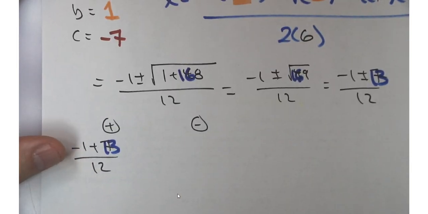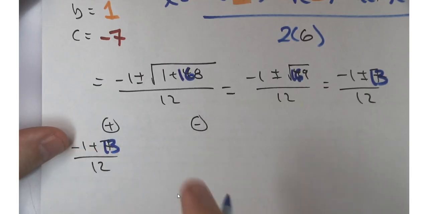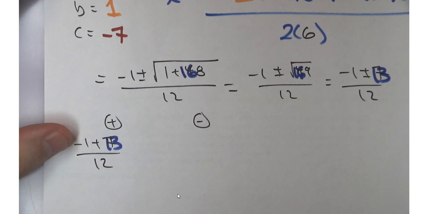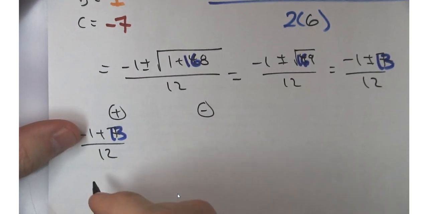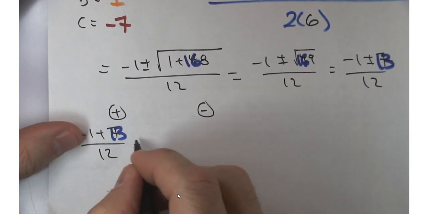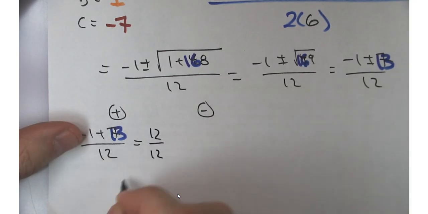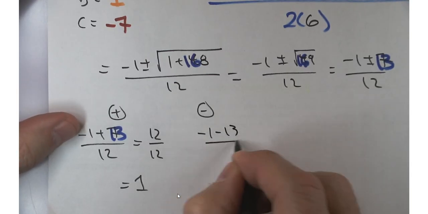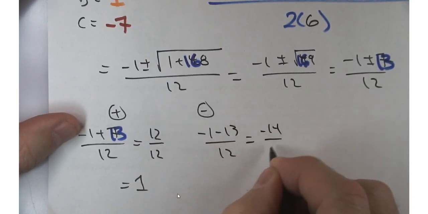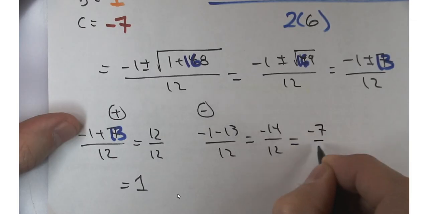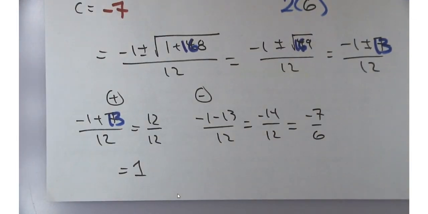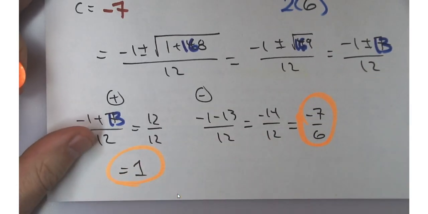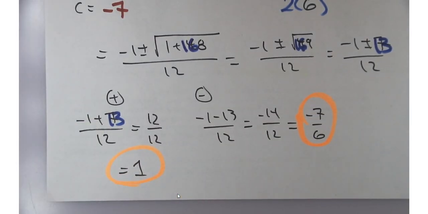So negative 1 plus 13 over 12, and yeah, that does simplify. That's going to be 12 over 12, which is going to be our 1. And the other one is negative 1 minus 13 over 12, which gives you negative 14 over 12. And I do appreciate these things in lowest terms. So there's your negative 7 over 6. So there's your two solutions. Same as before, just different work.